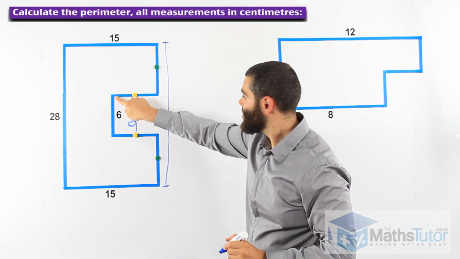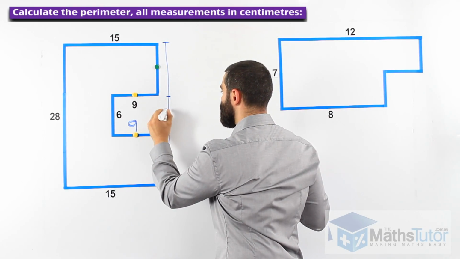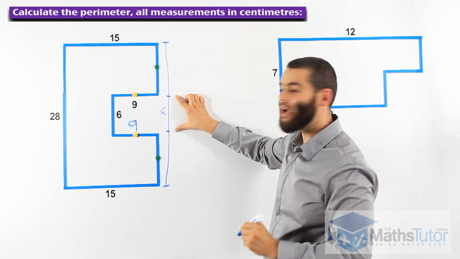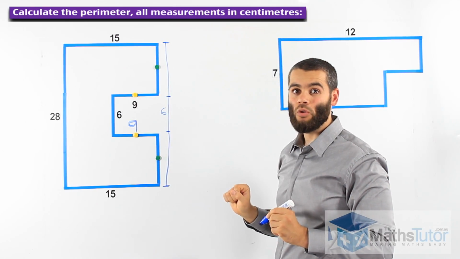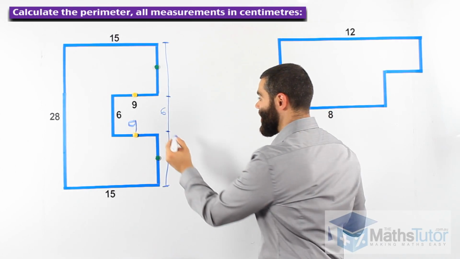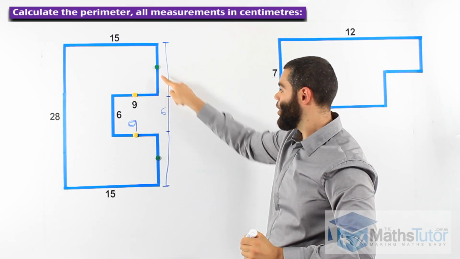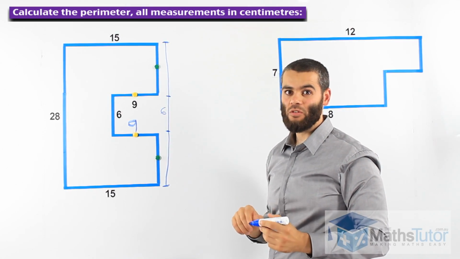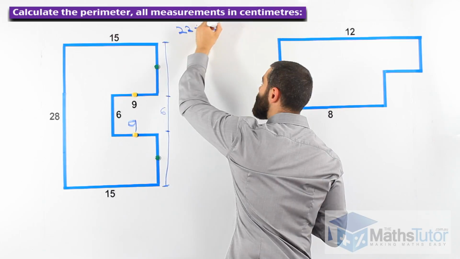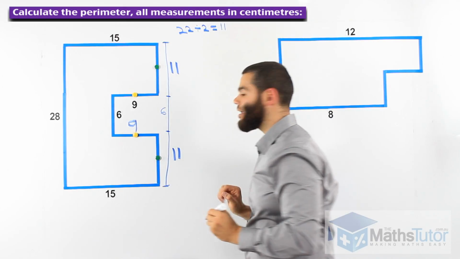If this is 6, that means from here to here is 6. That means the whole thing is 28. Take away the 6, we have 22. 28 take away 6 is 22. Meaning that this side and that side make up 22. They are both the same size, so 22 divided by 2. 22 divided by 2 equals 11. This is going to be 11, and that's going to be 11.